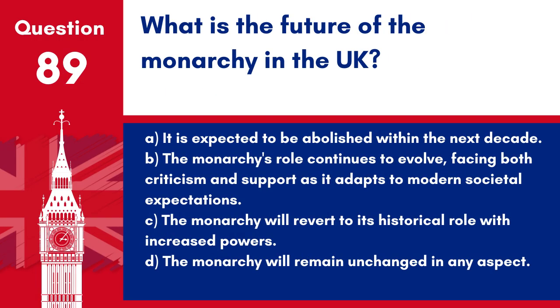Question 89. What is the future of the monarchy in the UK? A. It is expected to be abolished within the next decade. B. The monarchy's role continues to evolve, facing both criticism and support as it adapts to modern societal expectations. C. The monarchy will revert to its historical role with increased powers. D. The monarchy will remain unchanged in any aspect.